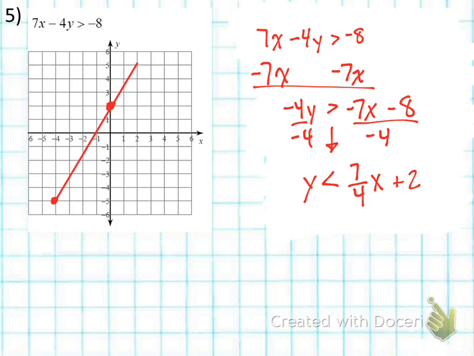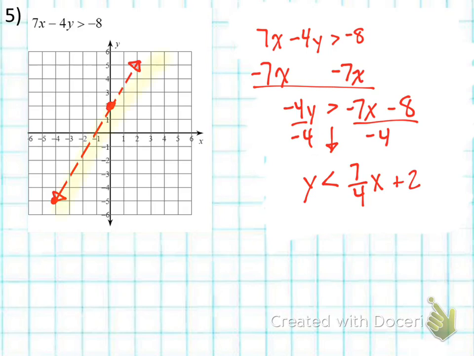And I ask myself, is it a solid or a dashed line? It is dashed. Okay. And since it's less than, we shade underneath.